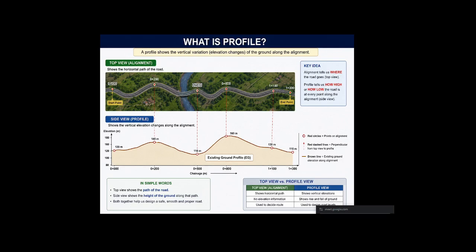Now you can see the red circles here. The red circles are the points of alignment at the different chainages. And the red dashed line you can see here is known as the perpendicular line from the top view to the profile. Okay. Now in the bottom you see the top view and the profile view. What is the difference between them?